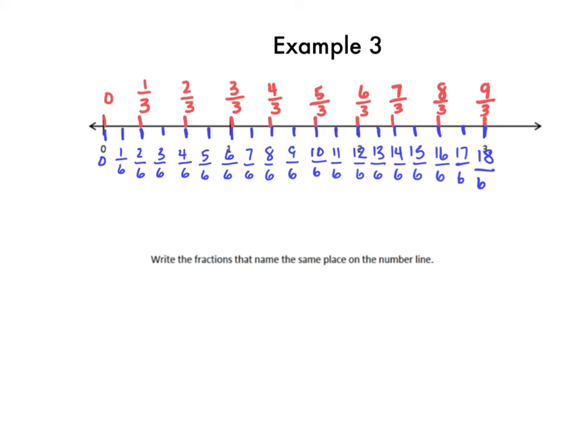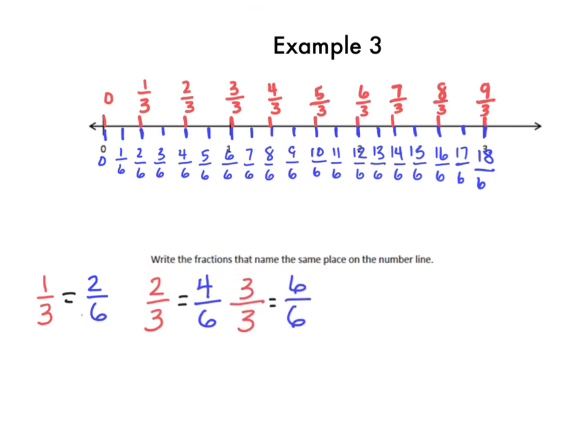Now we're going to write the fractions that name the same place on the number line. We can see here there's many places where the sixths and the thirds meet on the number line. We can see that there's 1, 2, 3, 4, 5, 6, 7, 8, 9 different equivalent fractions. So the first one is 1/3 is equal to 2/6. The next one is 2/3 is equal to 4/6. Next is 3/3 is equal to 6/6.